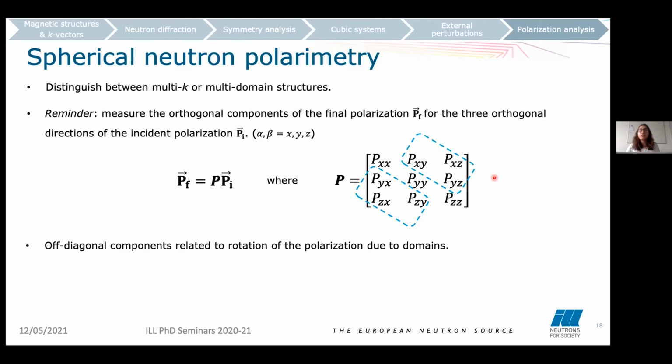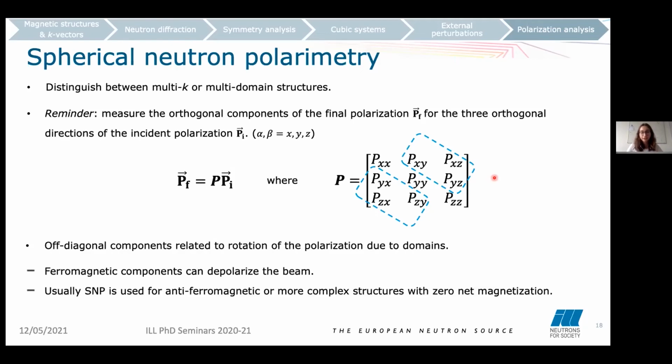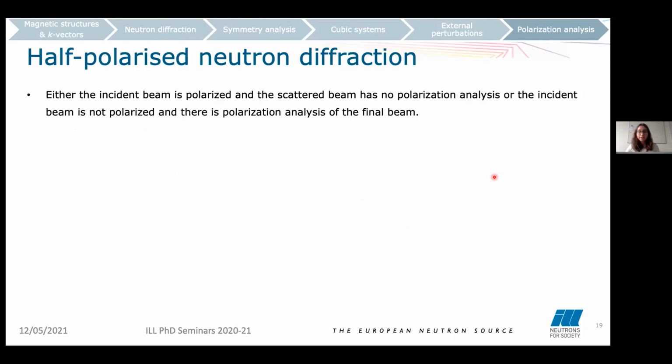Now, some small disadvantages of spherical neutron polarimetry is that if there is a ferromagnetic component in our sample, then this can depolarize the beam. So usually people only measure antiferromagnetic or more complicated structures, but with a zero net magnetization. For ferromagnets, we could use half polarized neutron diffraction, where either the incident beam is polarized and the scattered beam has no polarization analysis, or the incident beam is not polarized, but there is final polarization analysis.